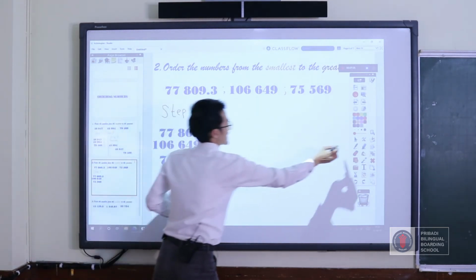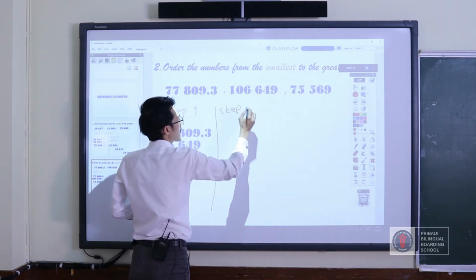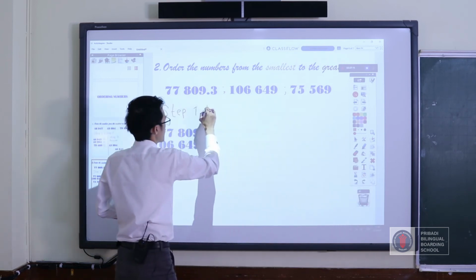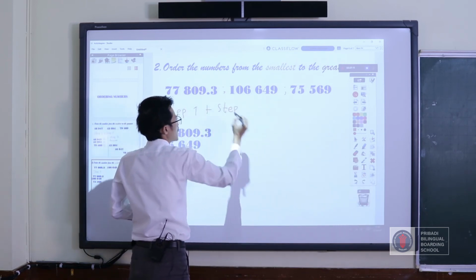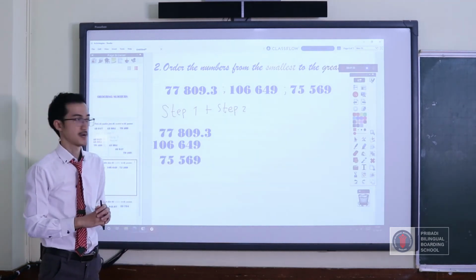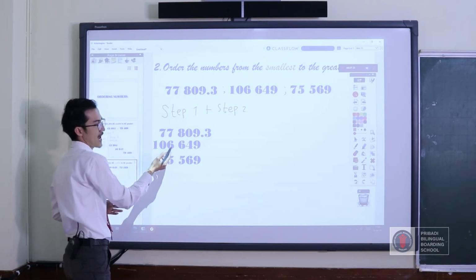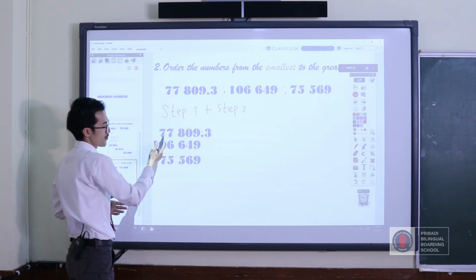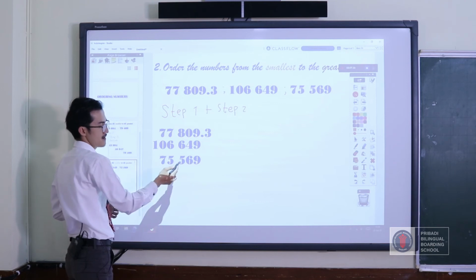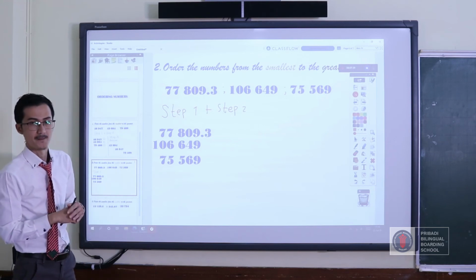Continue with the next step. Step 2. Okay, you put some notes to find out which one is the smallest number. Okay, we are going to compare. Of course, we have 106,649. We have 77,809.3, and the last one 75,569. Which one do you think is the smallest one?